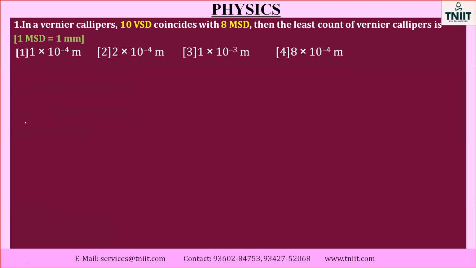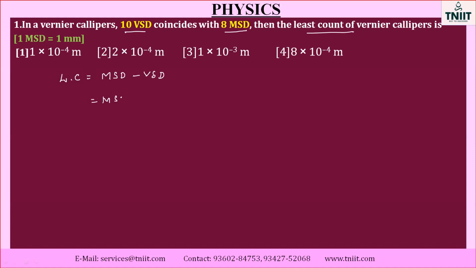In a vernier scale calipers, 10 vernier scale divisions coincide with the 8th main scale division. Then what is the least count of the vernier calipers? What's the formula for least count, students? Least count is nothing but the main scale division minus the vernier scale division.